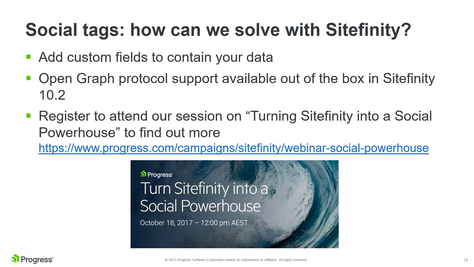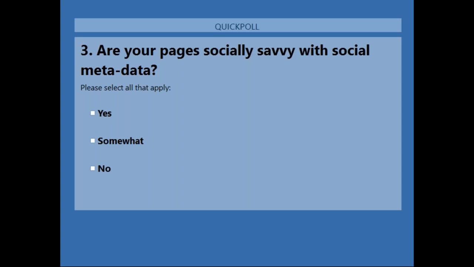So let's take another poll now. If you're an owner, let's see whether you're currently implementing any sort of social tags. And if you're an agency, is this something that you regularly discuss or regularly implement for customers by default? I'd be really interested to see what's happening there in this area.